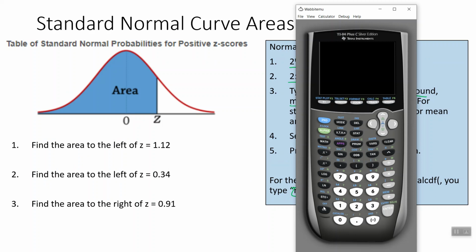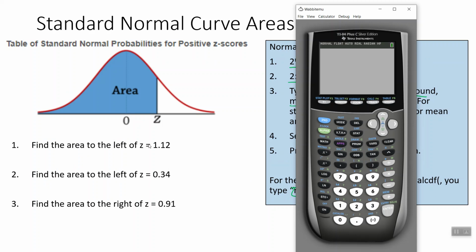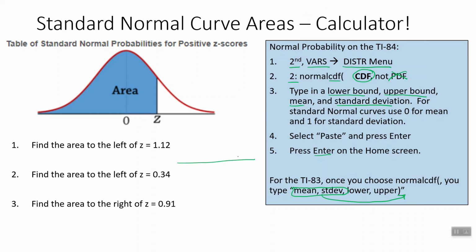All right, so let's take a look at how we do this on the calculator. We've got our same z-score. The first thing we would do is draw our graph. So back to here, drawing the graph. 0 is in the middle, 1.12, and we want the area to the left again. We should get just about the same answer as we got last time.